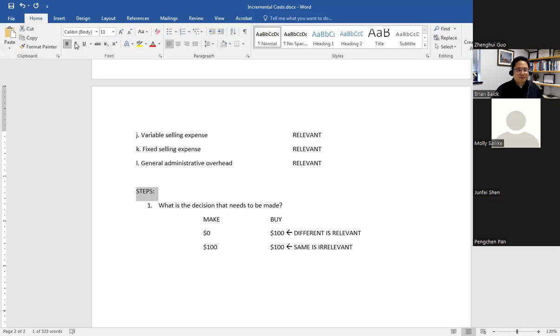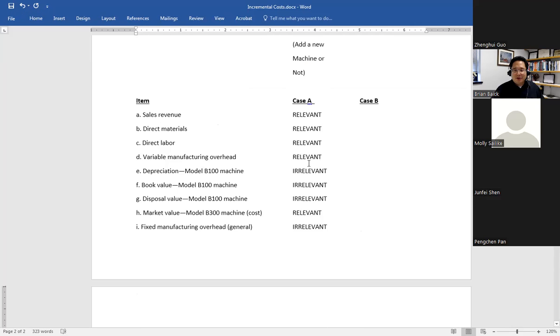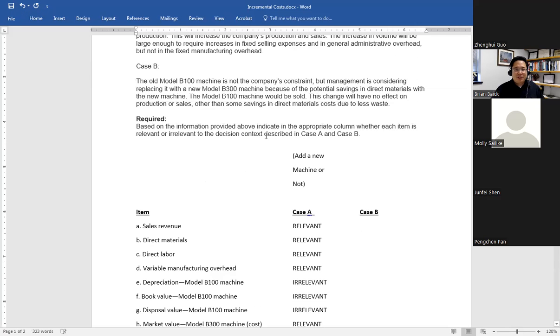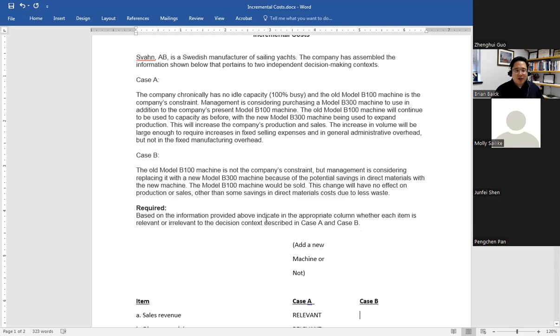Okay, good. All right, let's take a look at one more here. Machine B100 and B300. We have the old and new machine. Case B says the old machine is not the company's constraint, but management is considering replacing it with the new B300 machine because of the potential savings in direct materials with the new machine. Maybe the new machine is more efficient and it doesn't waste ink or something. I don't know. It says the model B100 machine would be sold.